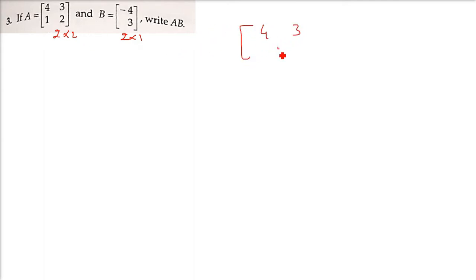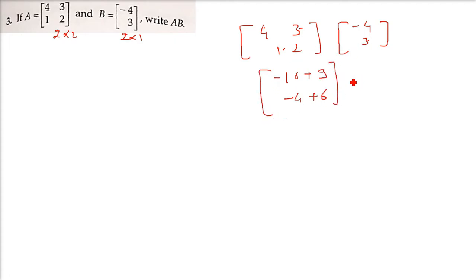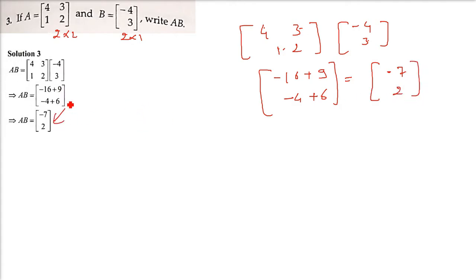So 4, 3, 1, 2 multiplied by minus 4, 3. So this row with this column: 4 into minus 4 is minus 16, and plus 3 3s are 9. 1 into minus 4, and 3 2s are 6. So what do you get? See, 9 minus 16 is negative 7, and 6 minus 4 is 2. So negative 7 and 2 is A into B.